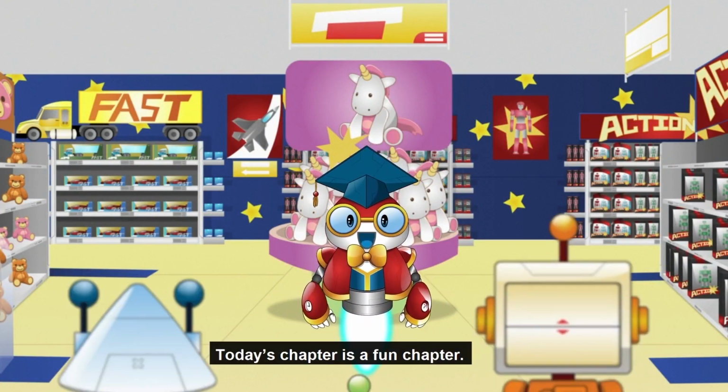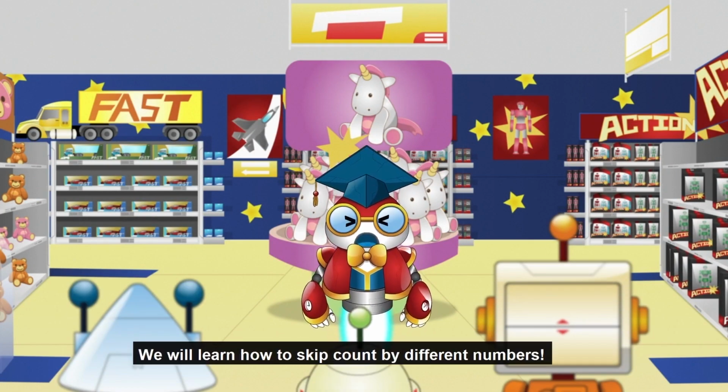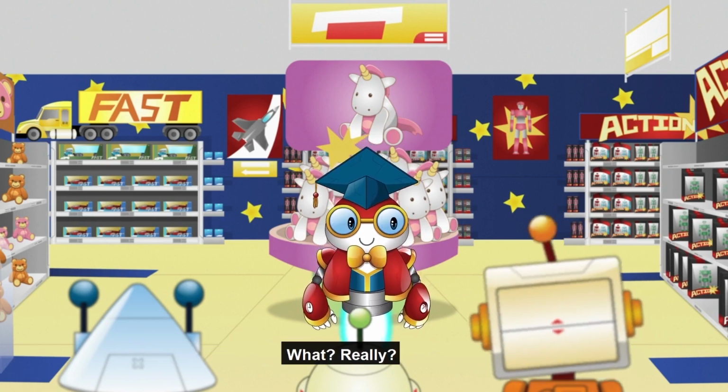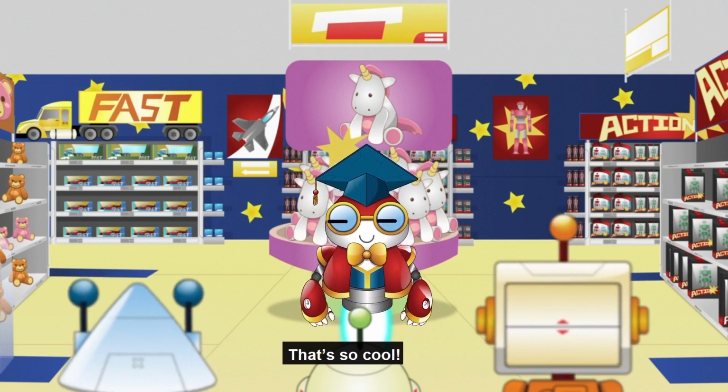Today's chapter is a fun chapter. We will learn how to skip count by different numbers. This will help us in a lesson that we have learned before. Multiplication. What? Really? That's so cool!